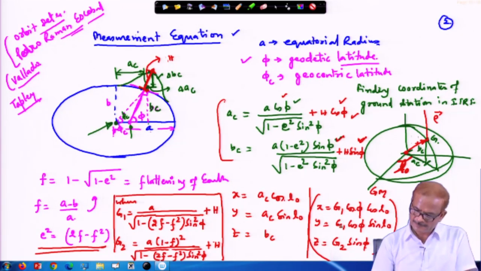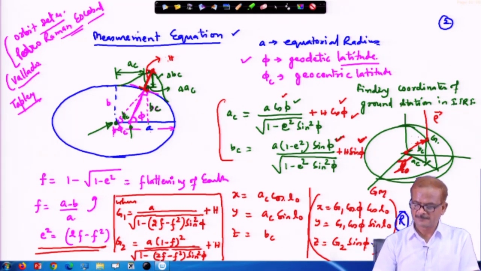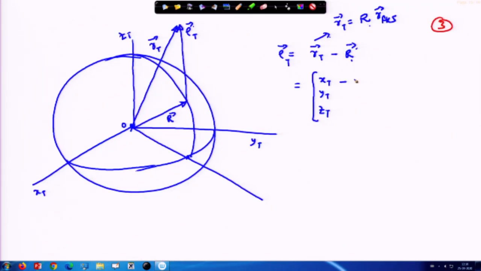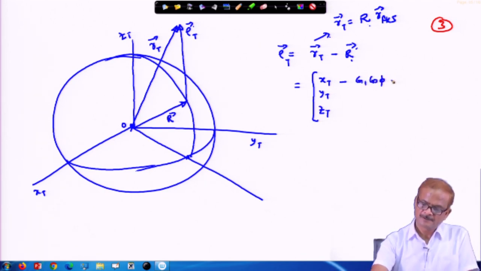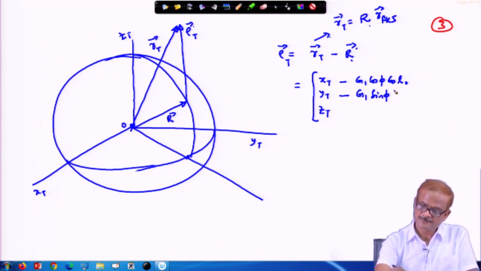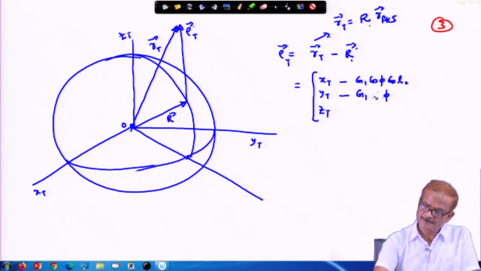So, your coordinate on the ground, this is forming r. If you just look on the surface of the earth, this will get simplified, h will get eliminated, but if you are on a hill, as in this place, at that time we have to take into account this particular part. So, this can be written as g 1 cos phi times cos L 0 minus, then g 1 cos phi times sin L 0, and z t we have written as g 2 times sin phi.